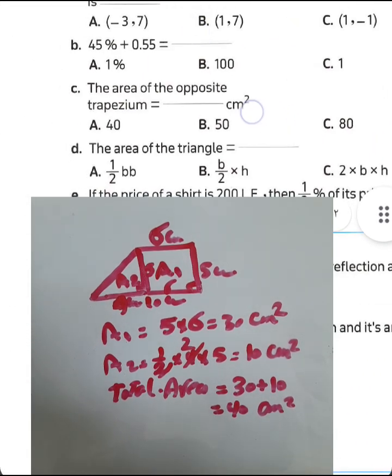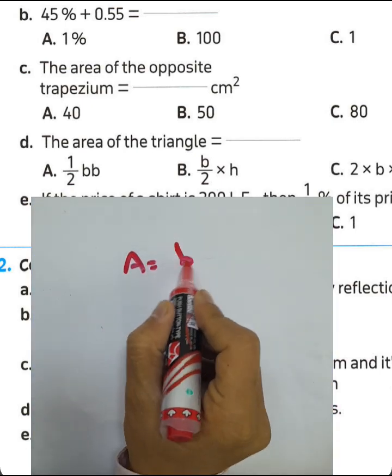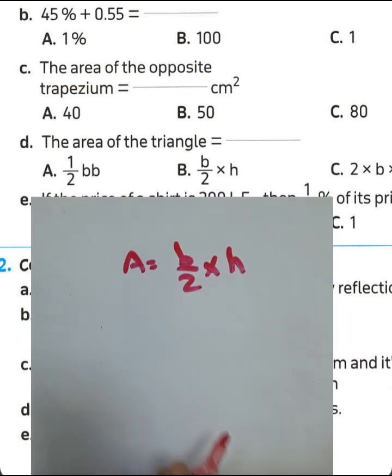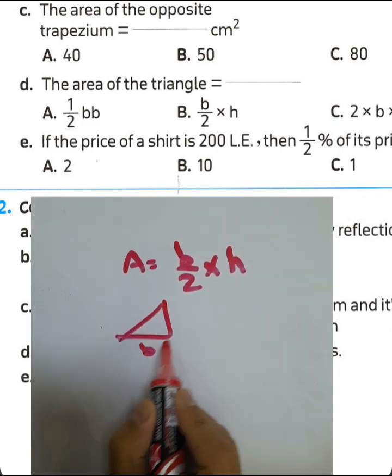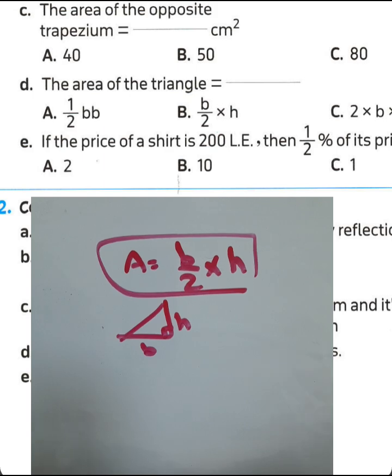Next example. The area of a triangle equals half times base times the height. The area equals half times base times height, or base over 2 times height. Okay, we call this the base and this the height. And the area of a triangle is half of the base times the height.